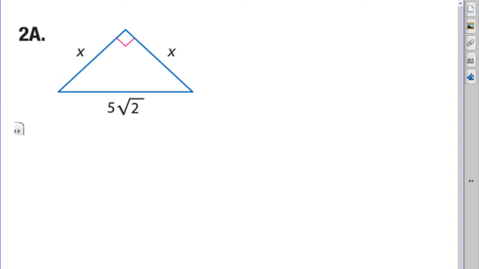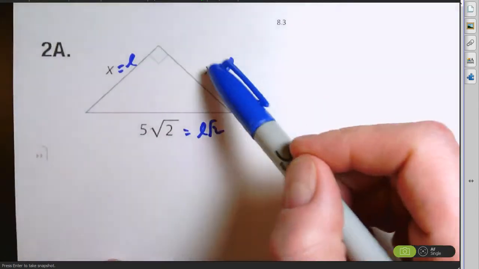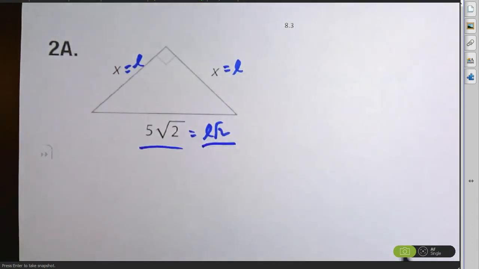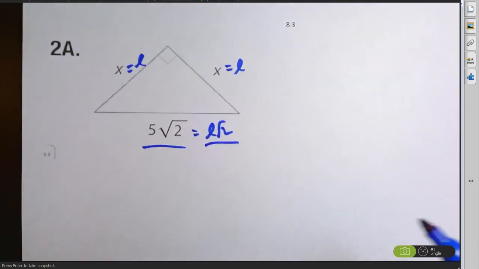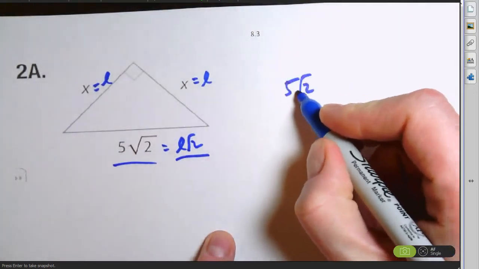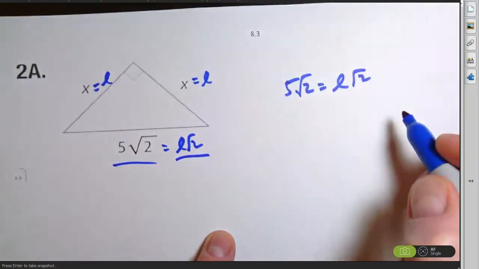Okay, so here we are, we're back. Hopefully you got that x was 5. Now, some of you might have just been savvy enough to recognize it, that, oh yeah, if this is 5 root 2 and this is L root 2, L has to be 5. But what I do, especially when we get to the more complicated ones, is I just think through it algebraically.